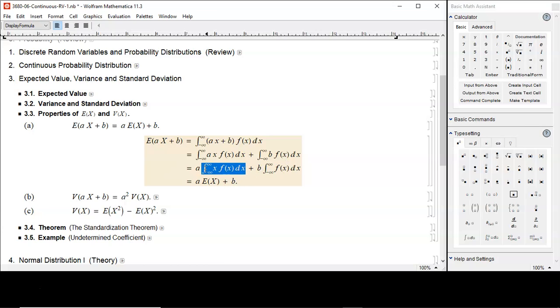And this one, that's the expected value, isn't it? That's mu. And this one, that's just 1. The integral of the density function is the probability of everything, so that's just 1.